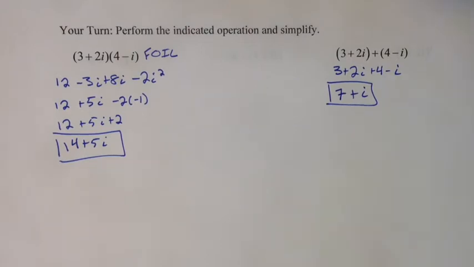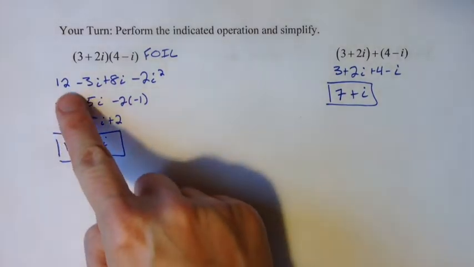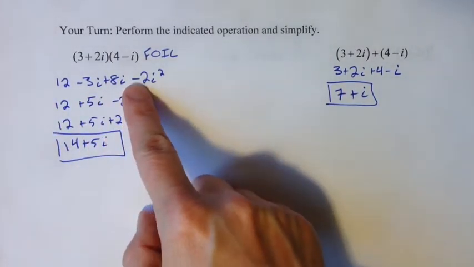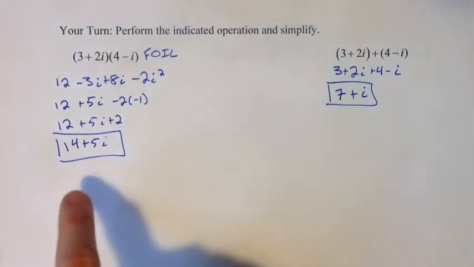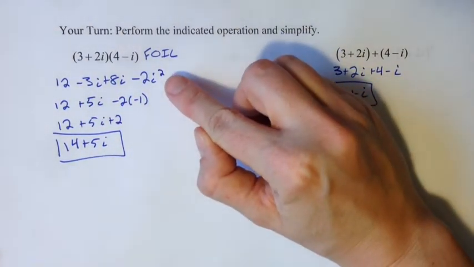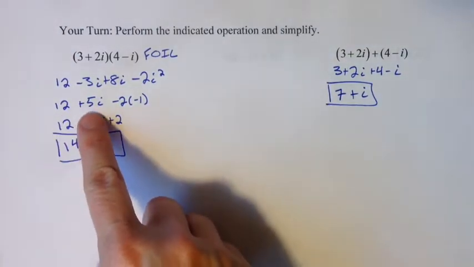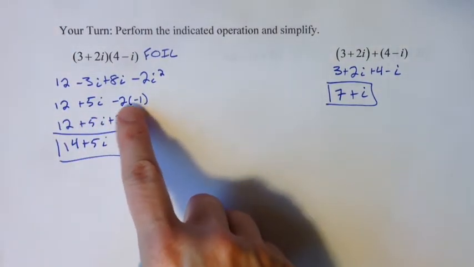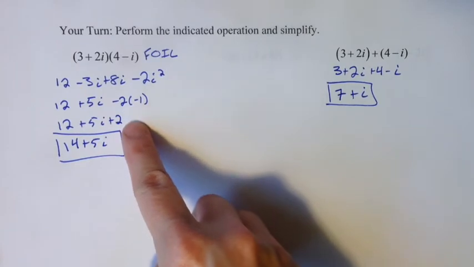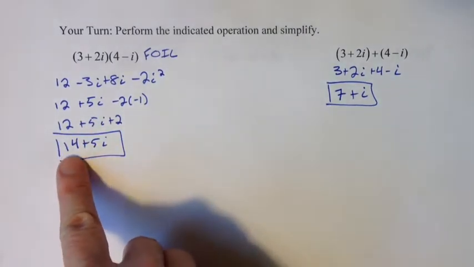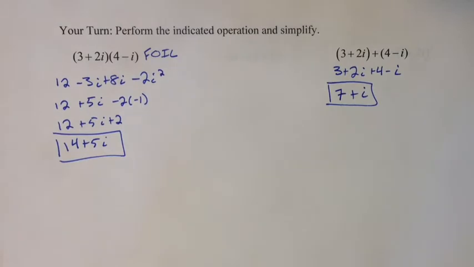And we're back. On this first problem, I had 3 plus 2i and 4 minus i, and they're being multiplied, which means that I'm going to FOIL. So I multiply my firsts, my outsides, my insides, and my lasts to get 12 minus 3i plus 8i minus 2i squared. Combine my two i terms to get 5i, and then remember that i squared is really negative 1. So that gives me 12 plus 5i, and then negative 2 times negative 1. Negative 2 times negative 1 is just 2, and 12 plus 2 is 14.